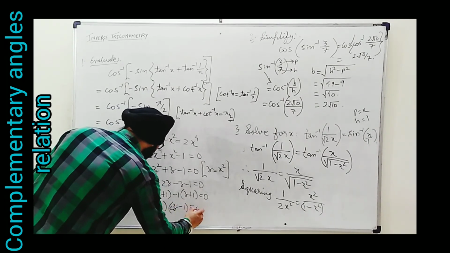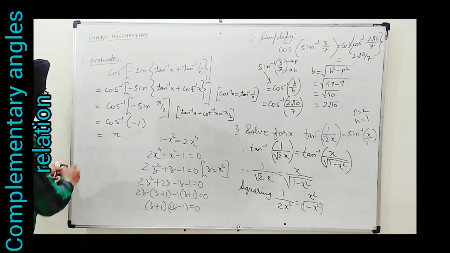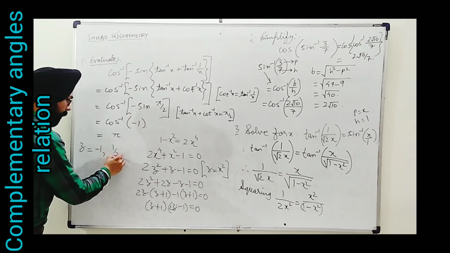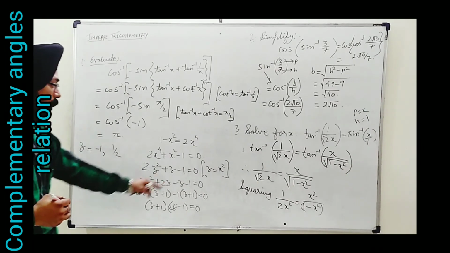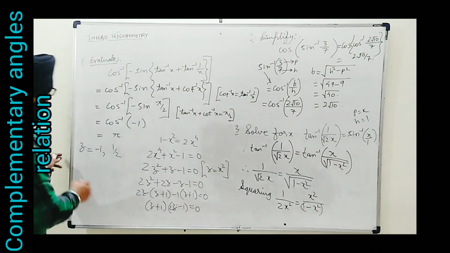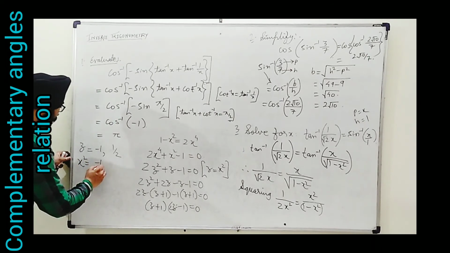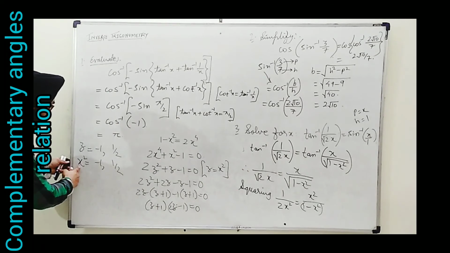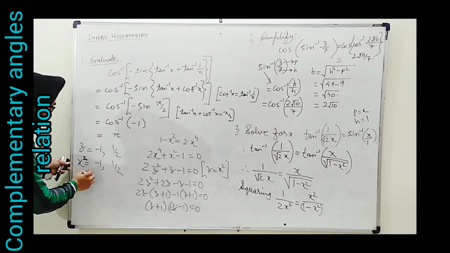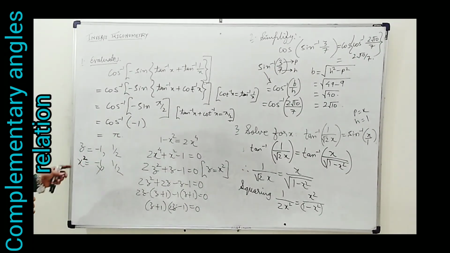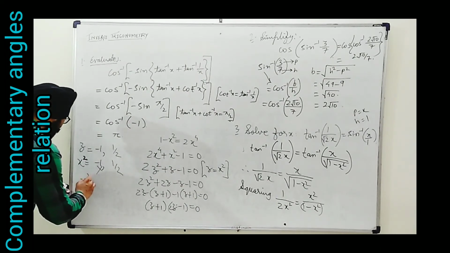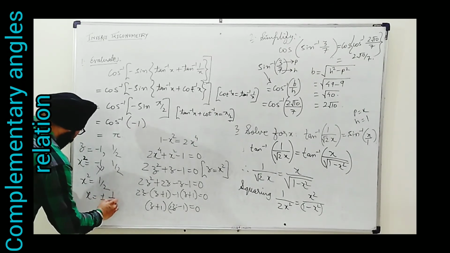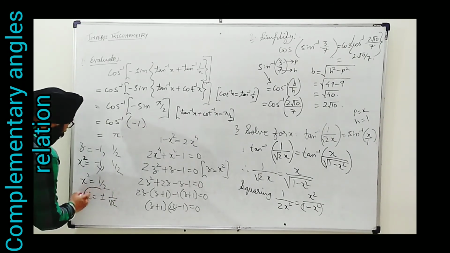2z minus 1, this is equal to 0. And as you can see, solving, we get z equal to minus 1, z equal to 1 by 2. But we know that z equal to x square. So here we will take x square equal to minus 1 or 1 by 2. As we deal with real numbers, x square, a perfect square, cannot be minus 1 for us. So that's why x square will be considered as 1 upon 2, and solving we get plus minus 1 by root 2 as the final answer of the equation.